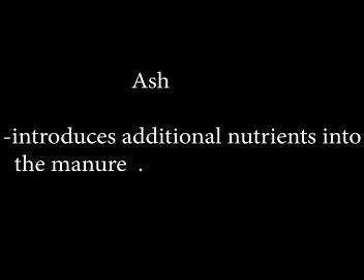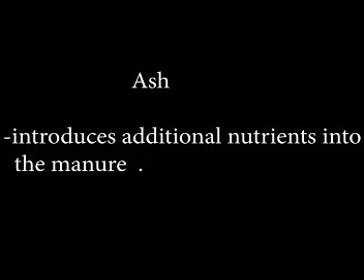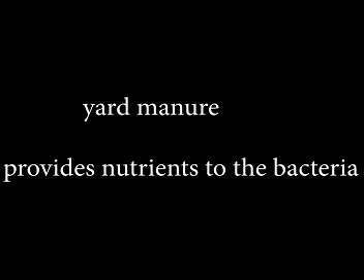We also use ash. Ash is important because it adds additional nutrients. What nutrients do we get from ash? Ash contains a nutrient known as potassium. We also add yard manure. What is the purpose of the yard manure? Yard manure provides nutrients to the bacteria. Remember, we have said that we add topsoil so that we can introduce bacteria. What is the bacteria going to feed on? The bacteria is going to feed on the yard manure.